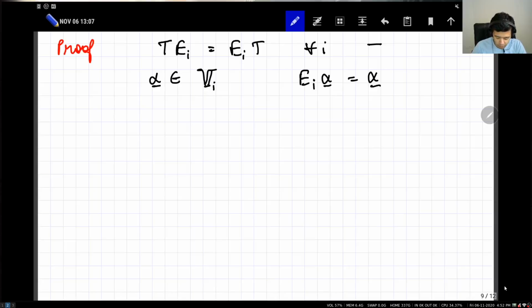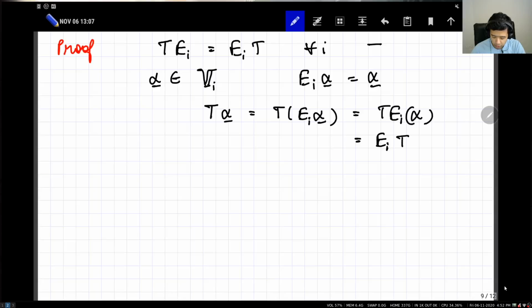So that's a very important property that we'll use. If we take T times alpha, then this is T times EI alpha, which is TEI alpha, but we know that TEI equals EIT, so this is EI T alpha. But what is the range of EI? The range of EI is VI because it's a projection matrix. So EI T alpha is in VI, and so T alpha is in VI for every alpha in VI. In other words, each subspace VI is T invariant. Okay, so we've done one part of the proof.